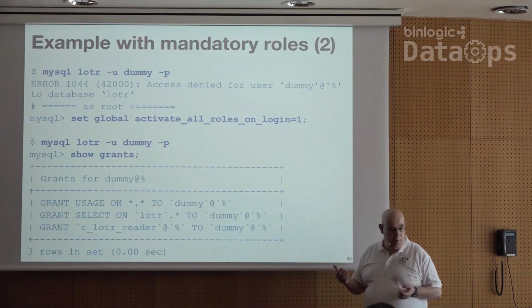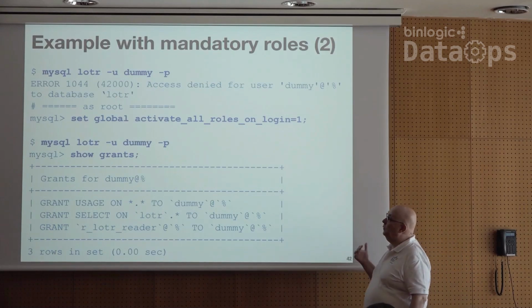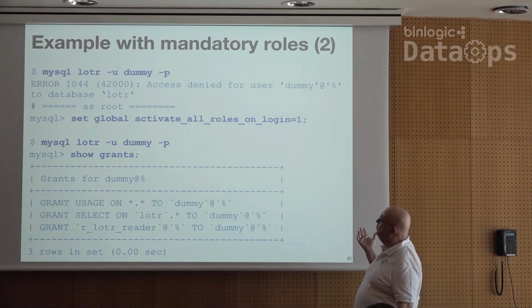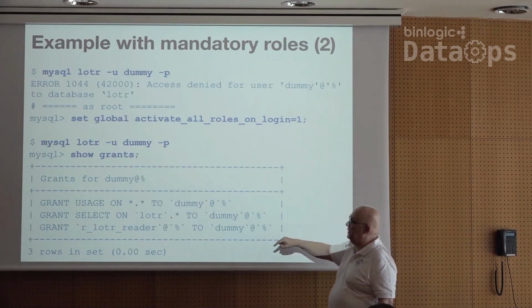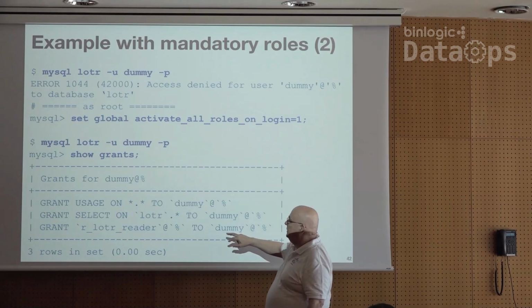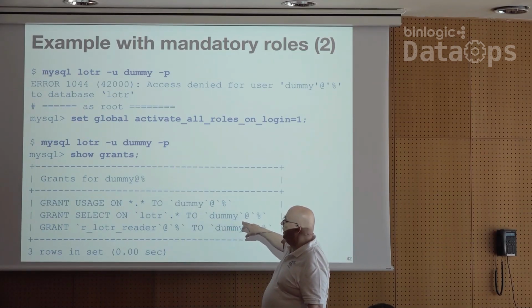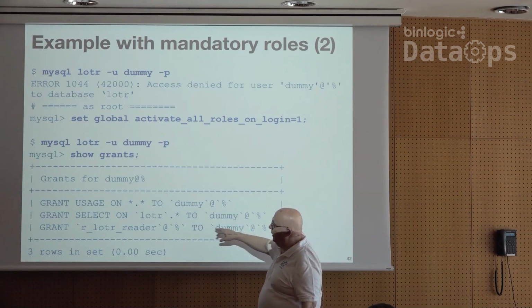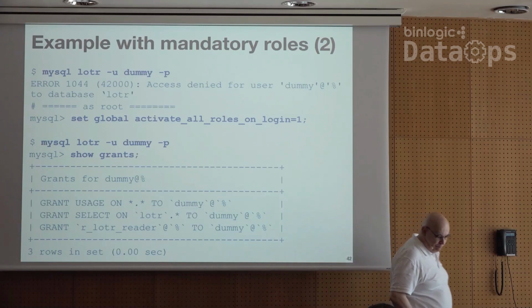So what do we do? As root, we say set global activate all roles on login equals 1. And then we connect again with the user dummy, and you see now we can connect, and show grants says that it has the privileges of the LOTR reader, and plus you see the role itself.